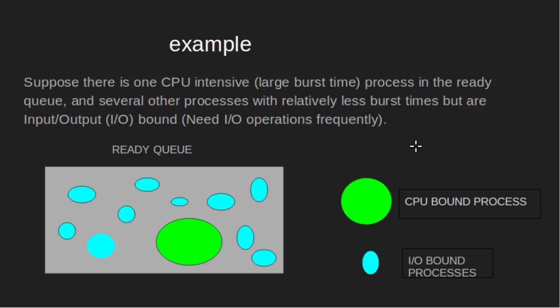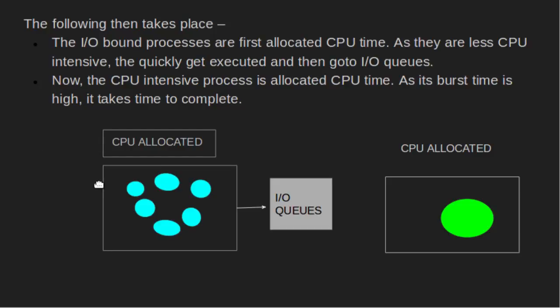For example, suppose there is one CPU intensive, large burst time process in the ready queue and several other processes with relatively less burst times but are input output bound, that is, they need input output operations frequently. The following then takes place.